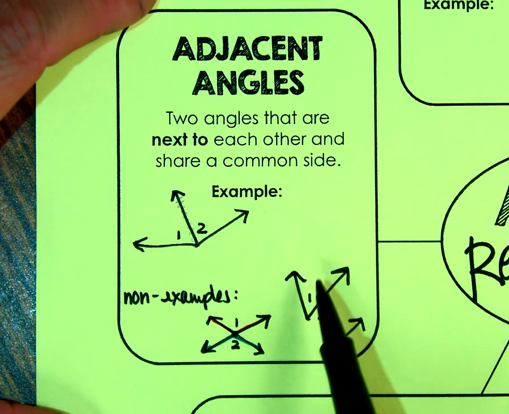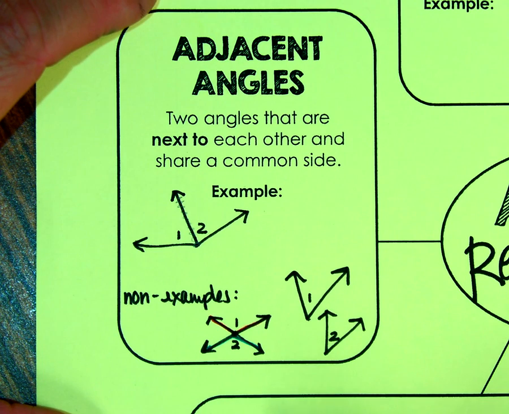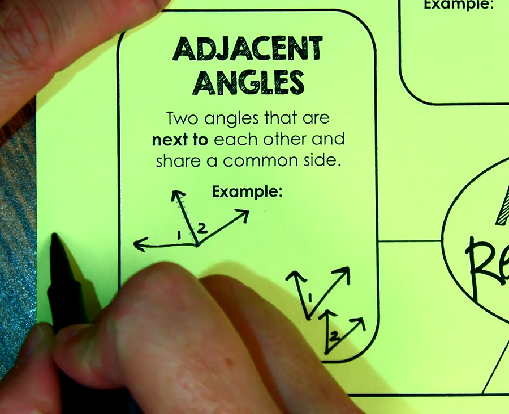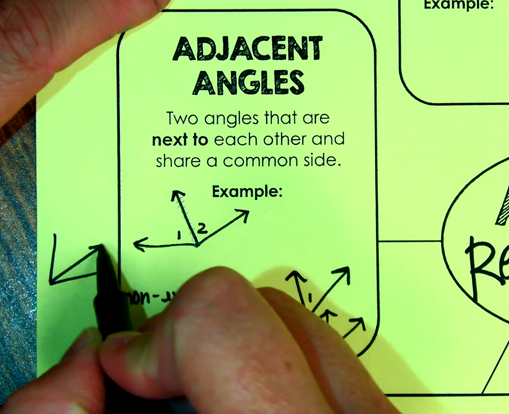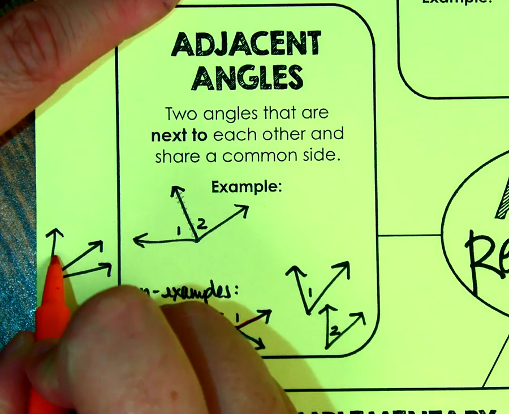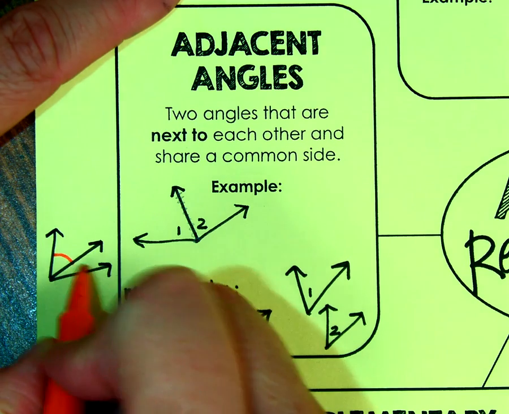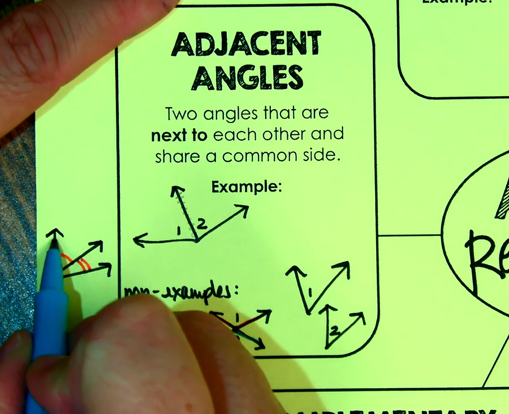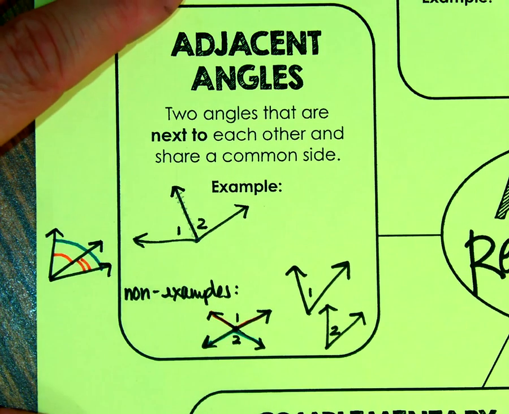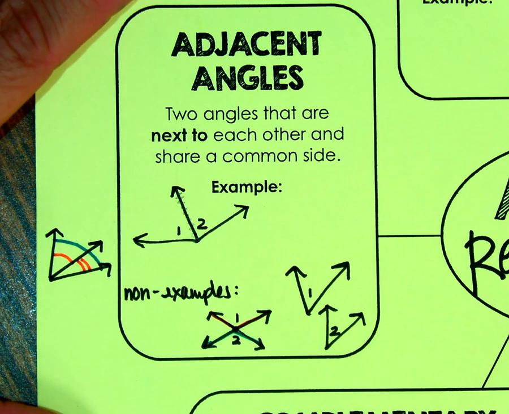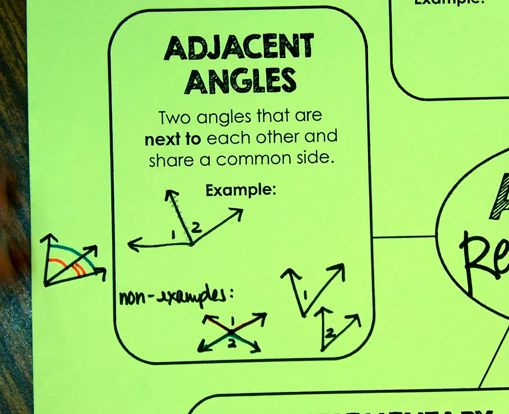And this is what we have been working on with the angle addition postulate as well. So just keep in mind that when you have adjacent angles, this angle plus that angle equals the entire angle. Okay, so those are adjacent angles. Let's go on to complementary angles.